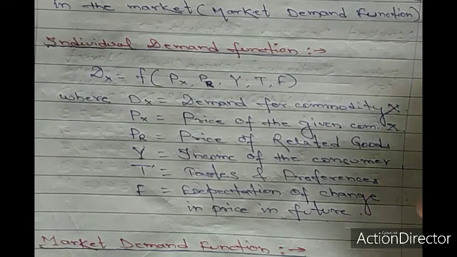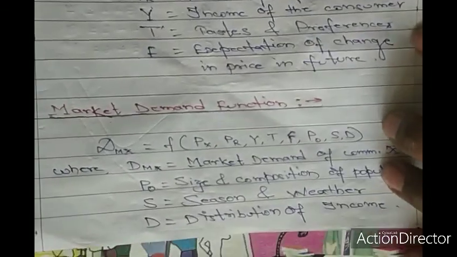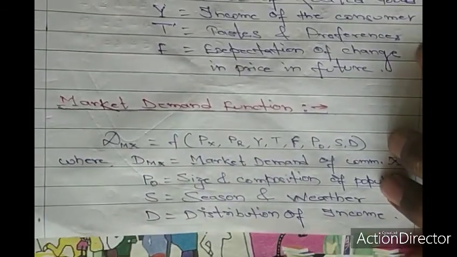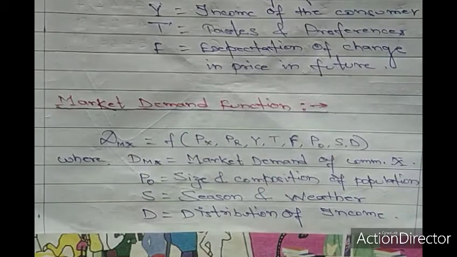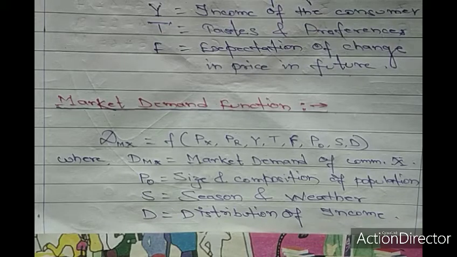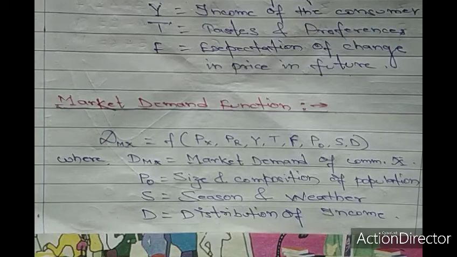Before going to market demand function, just visualize those factors which affect market demand. As we said, there are a total of 8 factors which affect market demand of a commodity. If you remember, the 5 factors which affect individual demand also affect the market demand. But there are 3 other factors which affect only market demand. So these are the 5 factors plus 3 other factors.